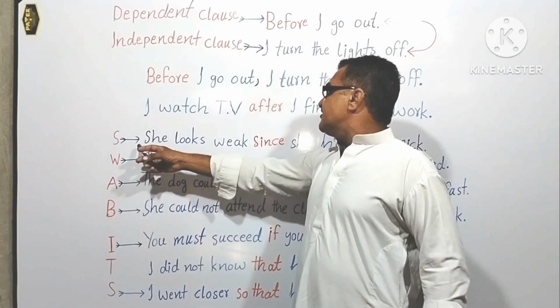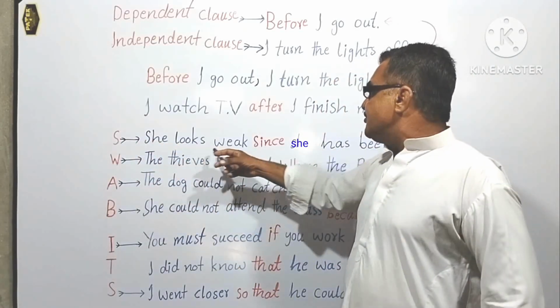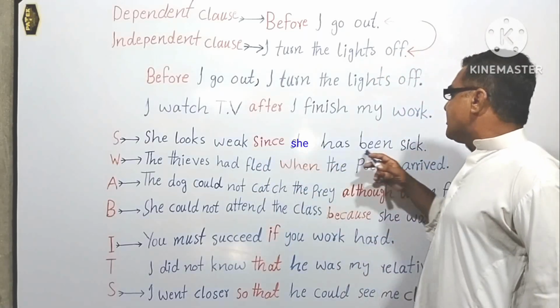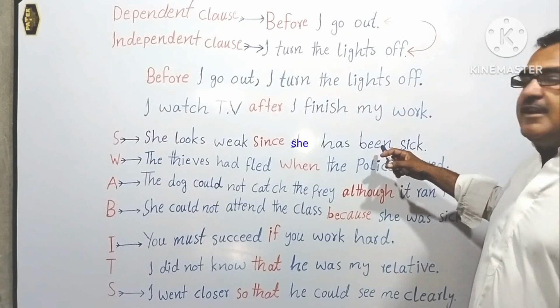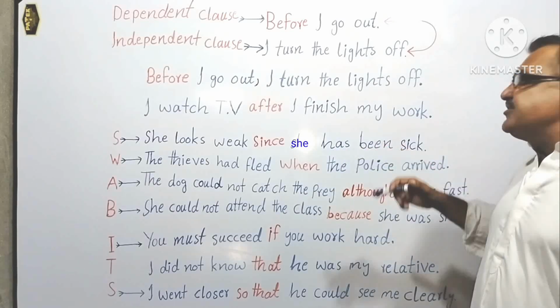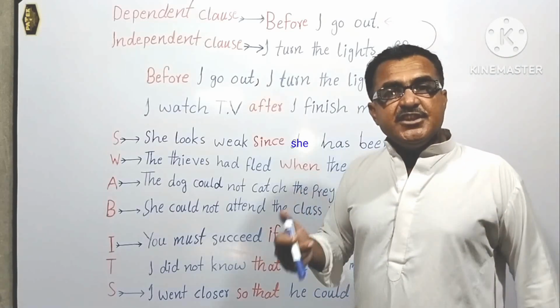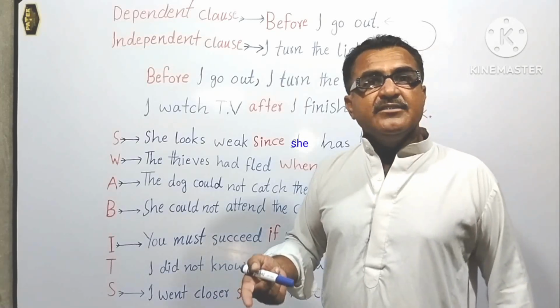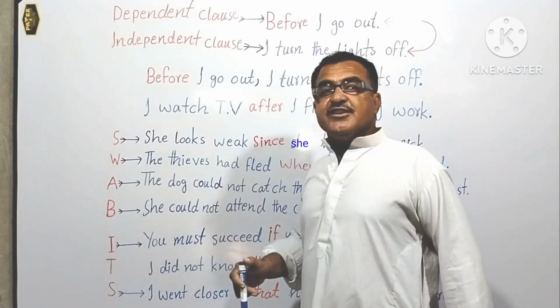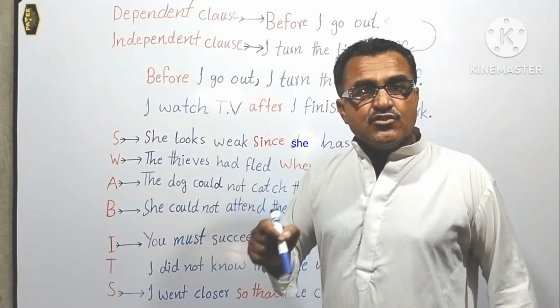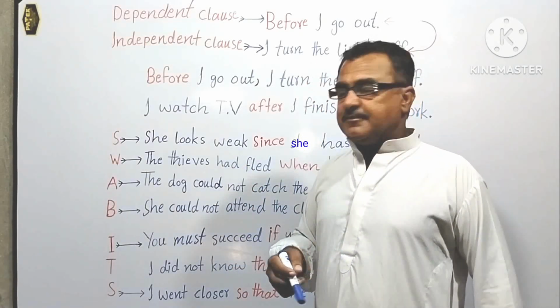Now look at the first example. She looks weak since she has been sick. Now if you use only this part, I mean the dependent clause, since she has been sick, so what? Then what? Then you'll have to say she looks weak. She looks weak since she has been sick.